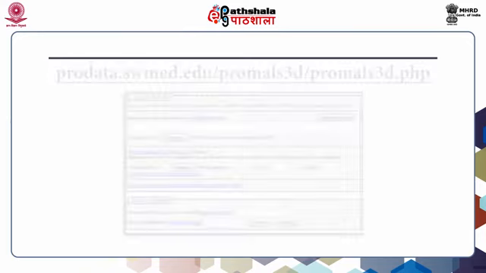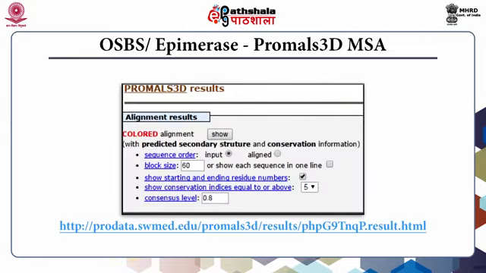alignment. In the ensuing PROMALS3D results, show the color alignment with the sequence order in the input form, with a block size of 60 and consensus level at 0.8.